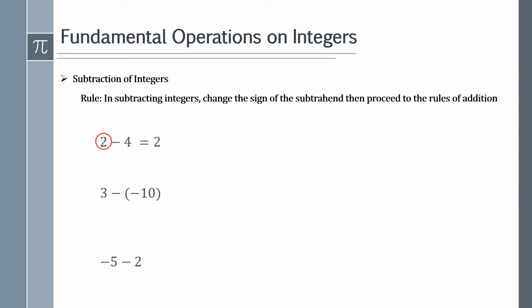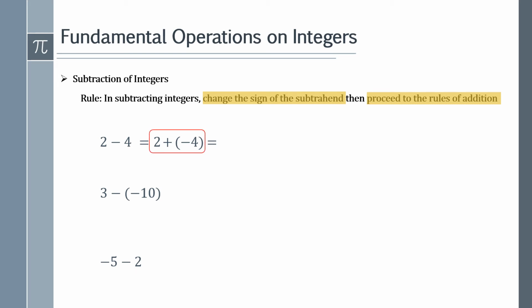Okay? So, after copying 2, sabi na dito, change the sign of the subtrahend. So, the subtrahend is 4. So, from positive 4, gagawin natin ngayong negative 4. Okay? Kasi yun yung sabi, di ba? Change the sign of the subtrahend. Then, you proceed now to the addition. So, meaning from minus, gagawin natin siyang plus. Okay? And this will be now your new equation.